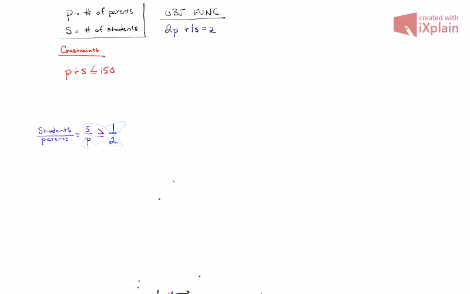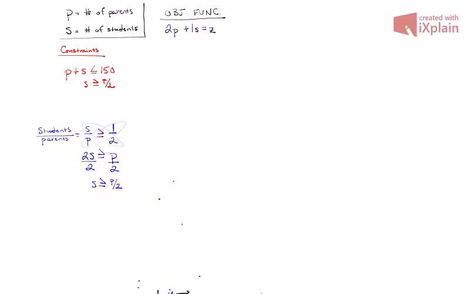So this will give us 2 times s is greater than or equal to p times 1, or just p. And then we will divide both sides by 2 to get the constraint s is greater than or equal to p over 2. So I'm going to go ahead and add that to my list. S is greater than or equal to p over 2.